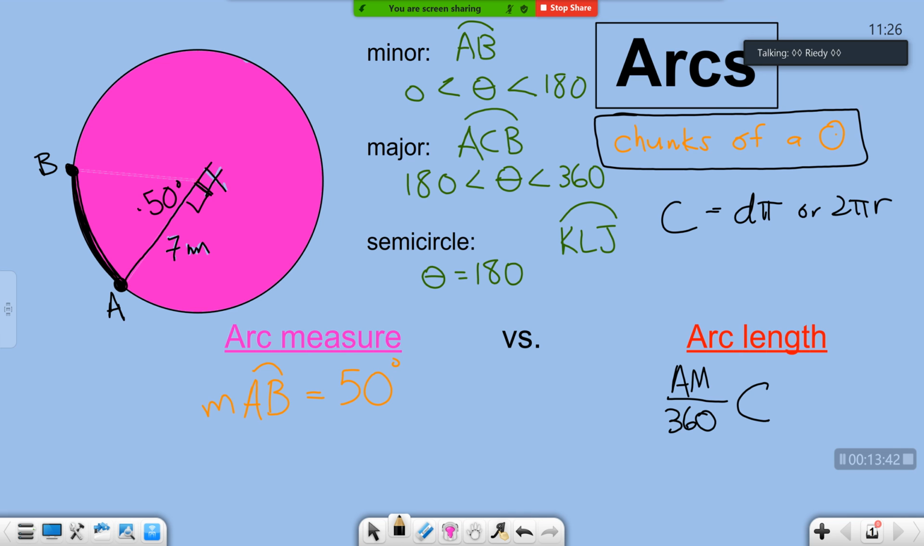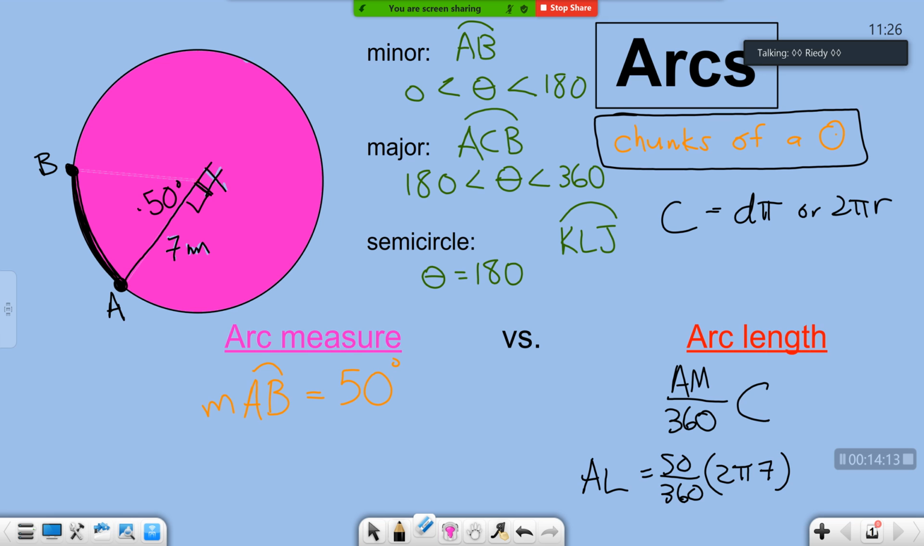So in this particular case, we would get 50 over 360 times 2 pi times 7. And that would give us the arc length. Now, we're going to build on that concept. So before I go any further, does anybody need that explained a little bit more, or are you good to go? Going once. Going twice, sold. Okay, so how are we going to build on that?